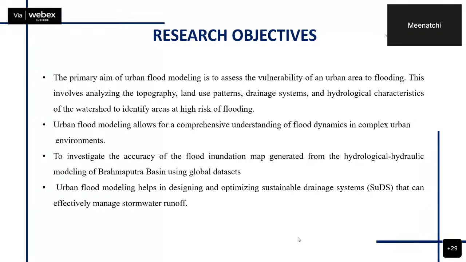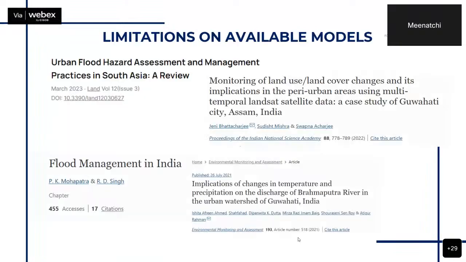So what are the limitations of available models? Despite significant advancements in flood modeling and mapping techniques, there are still several research gaps in the context of the Assam floods in the Brahmaputra river. The utilization of HEC-RAS flood modeling simulation and flood inundation mapping using Google Earth Engine will help overcome those limitations.